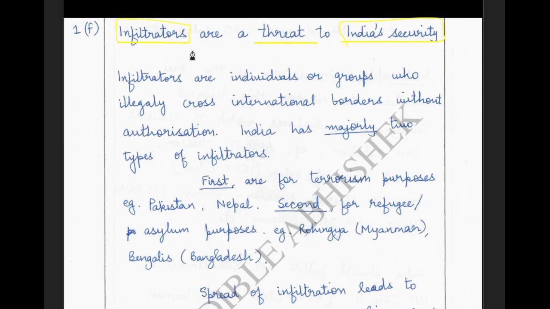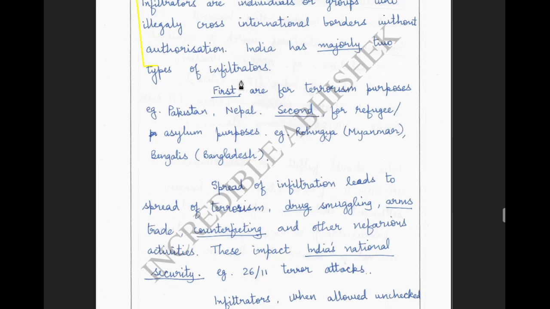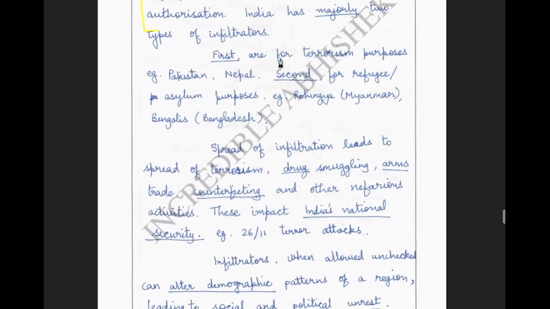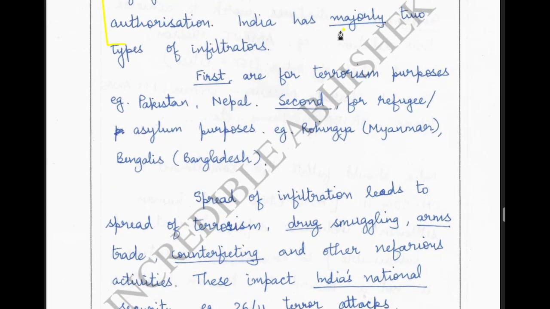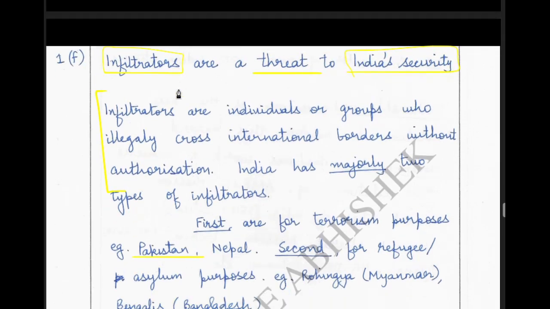Okay, and you must have facts on this because this is internal security, and internal security you study in depth before your CAPF exam. Infiltrators are individuals or groups who illegally cross without authorization. India has majorly two types of infiltrators. Now he has given a static intro because this is a static topic, and he has written two types of infiltrators. First, within this paragraph he has spoken of the two types. First are for terrorism purposes, for example Pakistan, Nepal. Second, for refugee or asylum purposes.